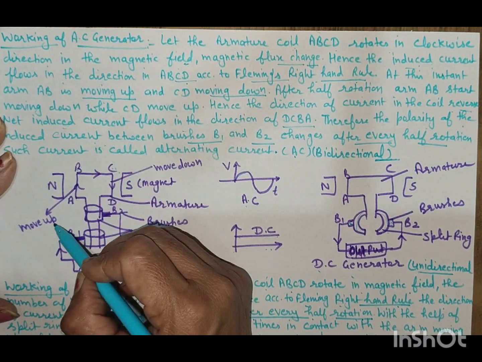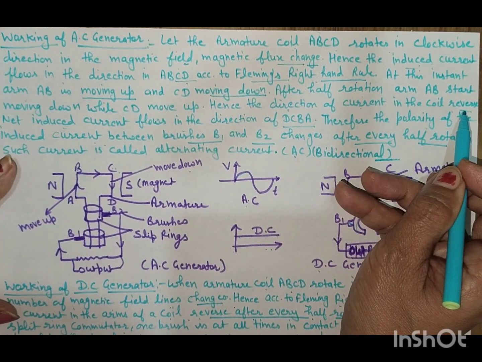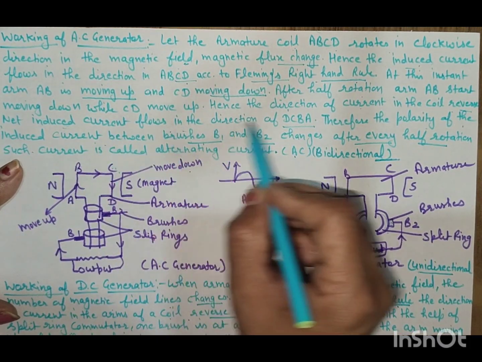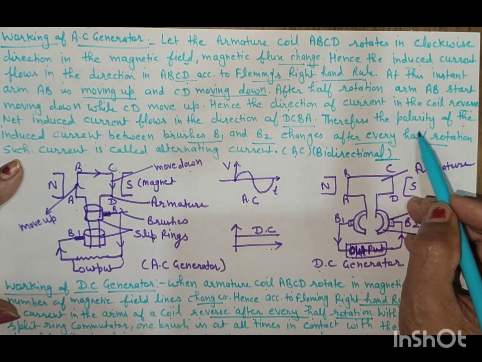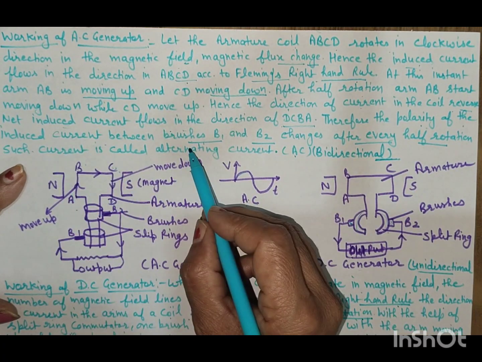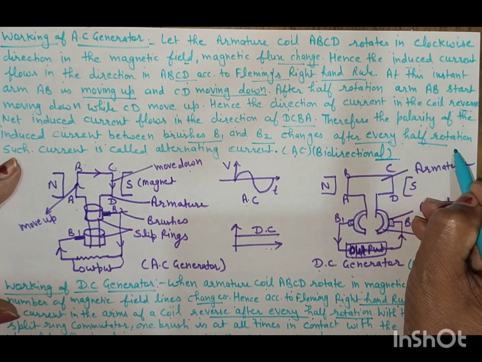AB moves up and CD moves down. Hence, the direction of current in the coil reverses. Net induced current flows in the direction DCBA. Therefore, the polarity of the induced current between brushes B1 and B2 changes after every half rotation.